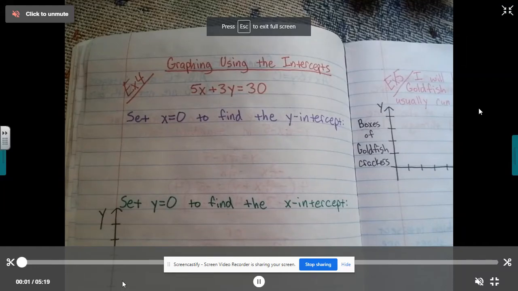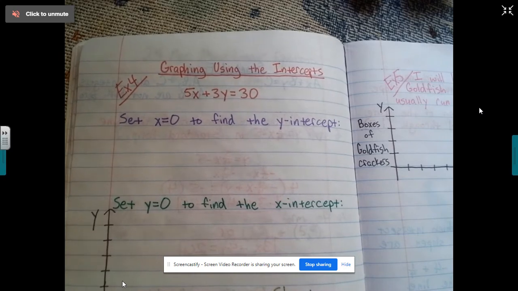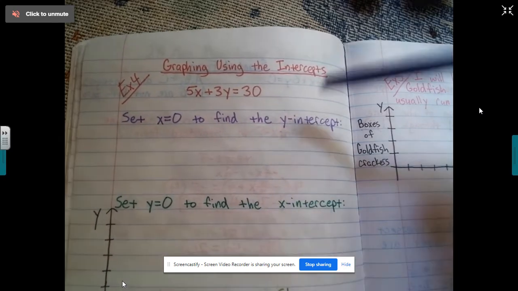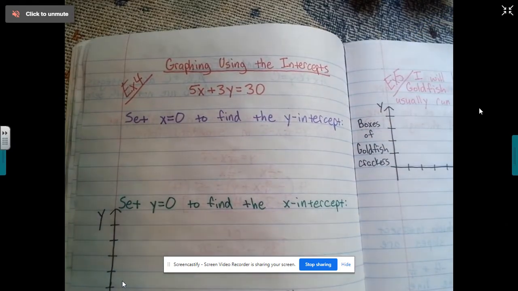All right, so today we're going to continue on with more on linear equations and talk about graphing using the intercepts. So another way to graph the equation of a line, because you only need 2 points, is to find the x and y intercept of that line.